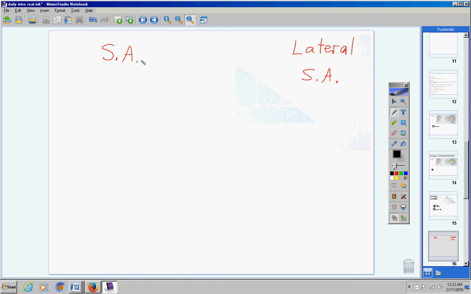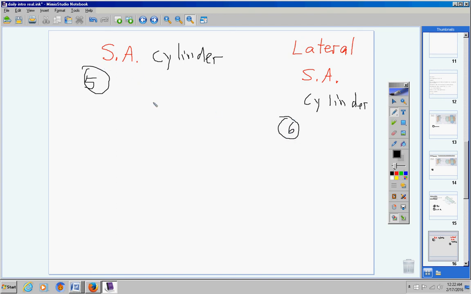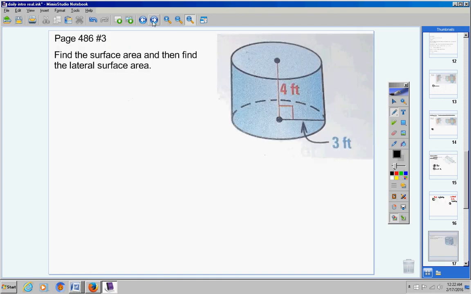I gave you a formula for surface area of a cylinder. I also gave you a formula for the lateral surface area of a cylinder. I want those two formulas, and we'll call these questions 5 and 6. So question 5, write down the formula for the surface area of a cylinder. Question number 6, give me the formula for the lateral surface area of a cylinder. Okay? Questions 5 and 6.